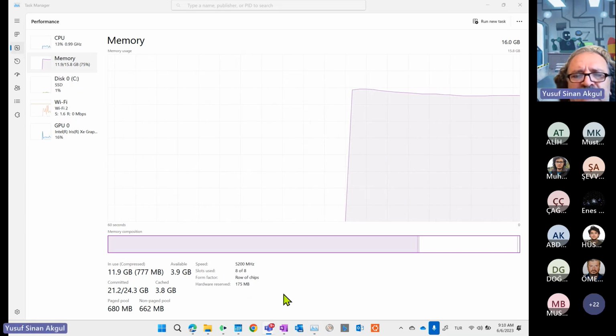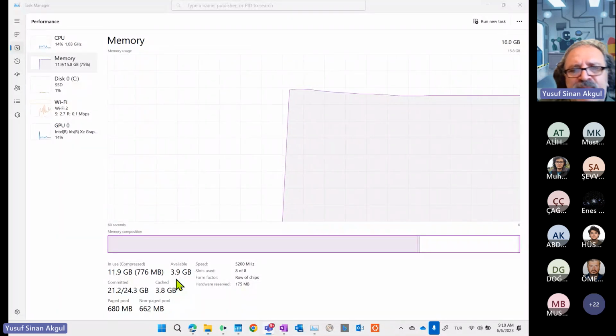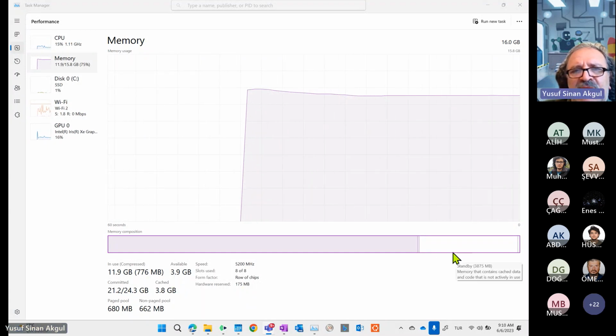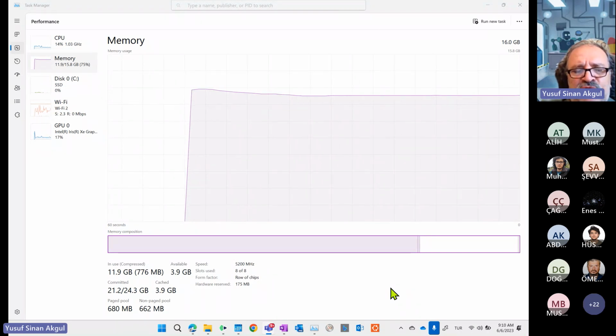Okay, as you see, even though I have 16 gigabytes of memory, only 4 gigabytes is available, and I am not using much memory right now. If I had only 8 gigabytes of memory on this computer, my computer would have run the same speed. Nothing would have been any different, and I would have maybe 2 or 3 gigabytes of memory available too. So why is this happening?